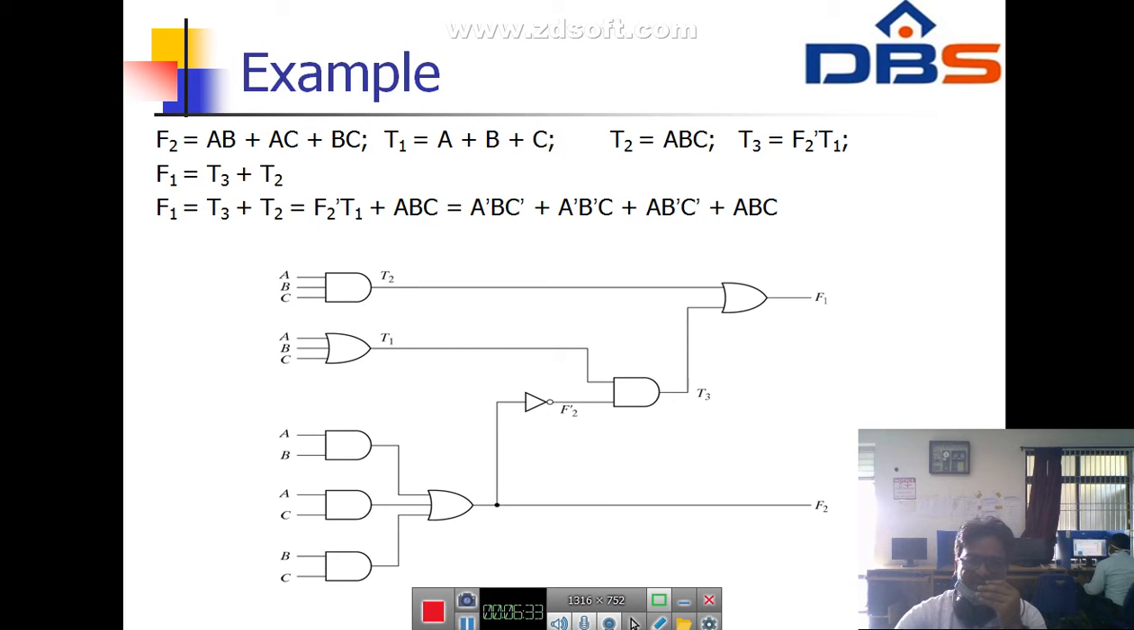Whenever you look at this example, we observe T1 equals A plus B plus C, which is one of the combinational functions.